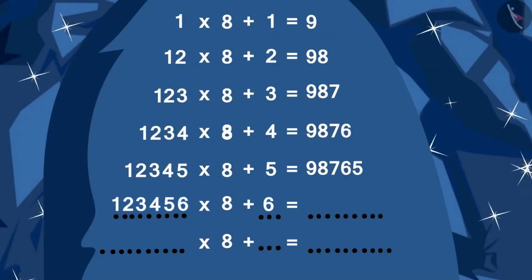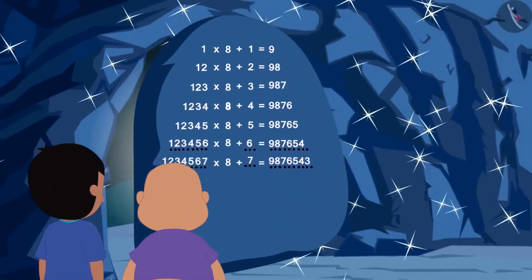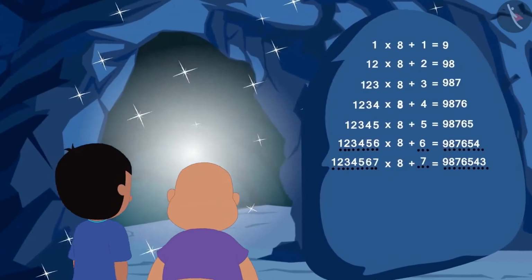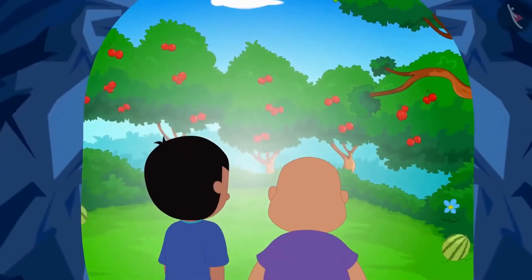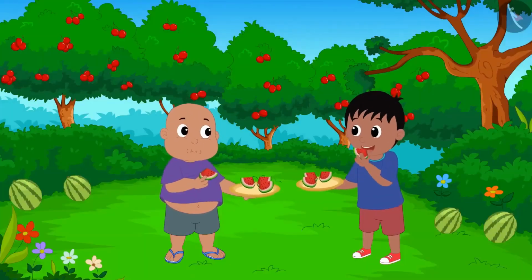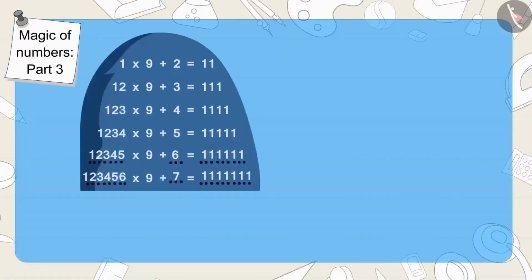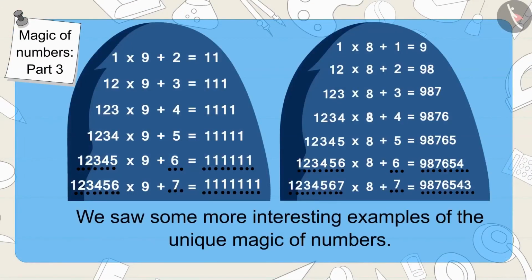Just like you, Raju and Bablu filled in the blanks of this number pattern and the door opened. After passing through the door, Raju and Bablu reached a unique world of fruits. Children, in this video, we saw some more interesting examples of unique magic of numbers.